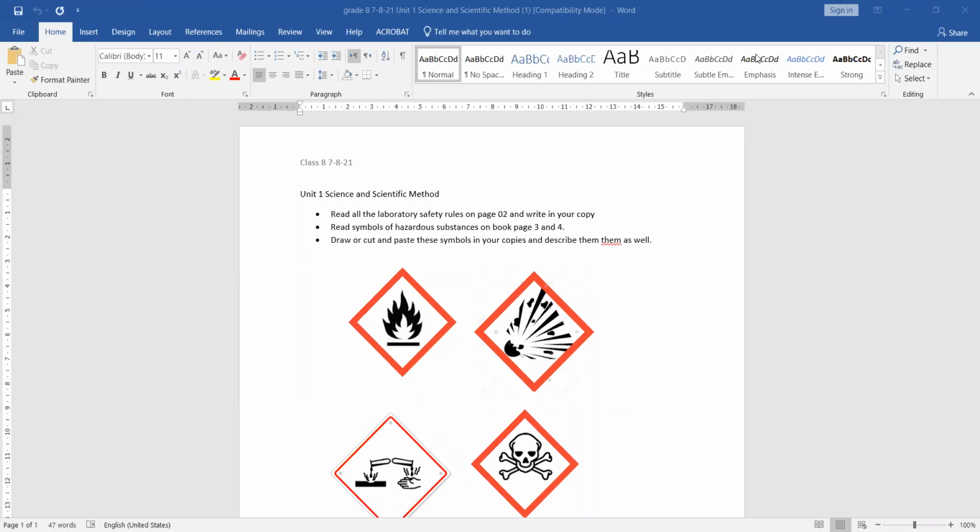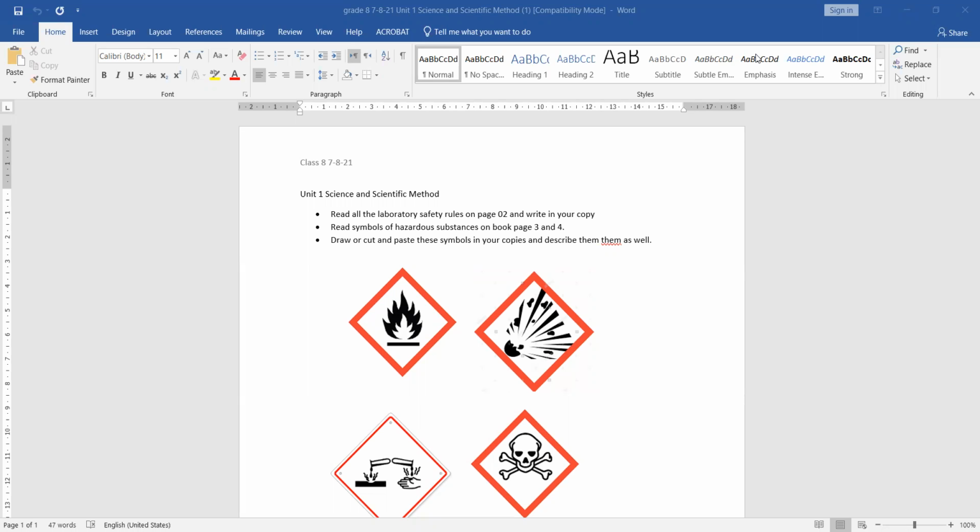So, class, we started chapter 1, unit 1 in our science book, Science and Scientific Methods. We went through some laboratory rules and some hazardous substances. Today we are going to give you some tasks. The first task is you have to read all the laboratory safety rules on page number 2, and then write those in your copies.